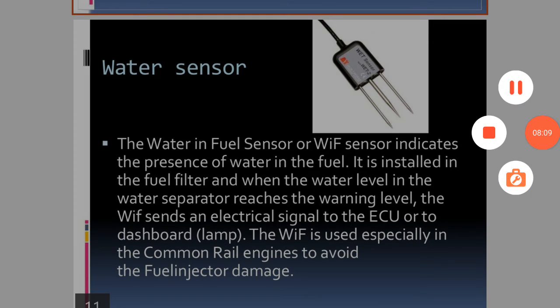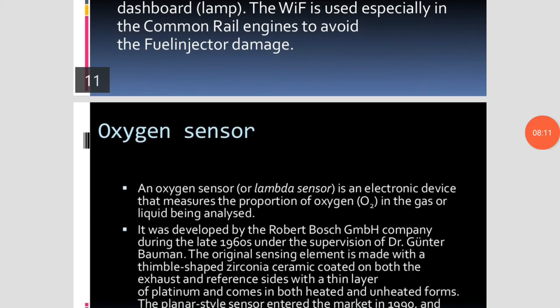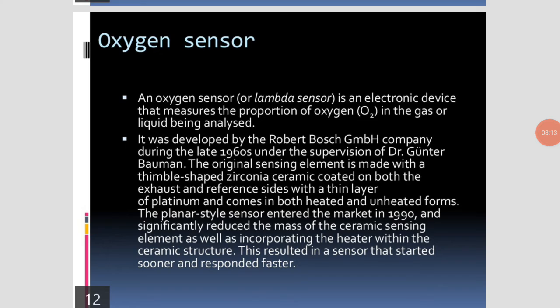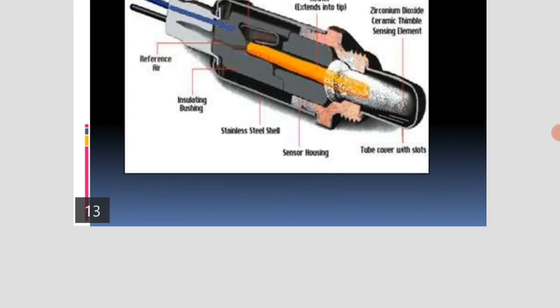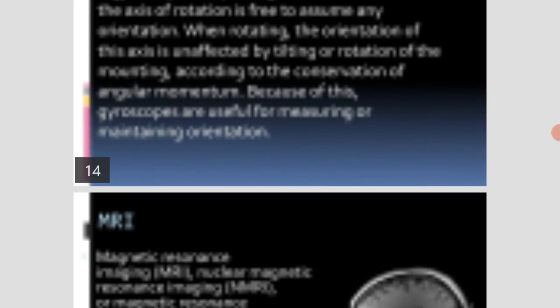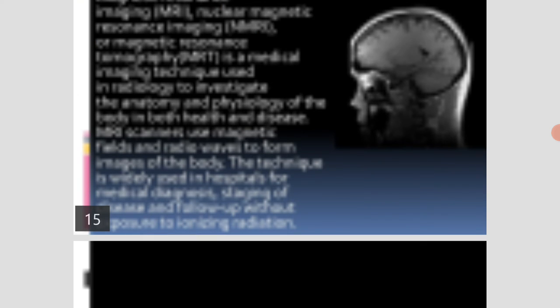Next we see the water sensor. After that water sensor we see the oxygen sensor. Here are the different types of sensor we see.